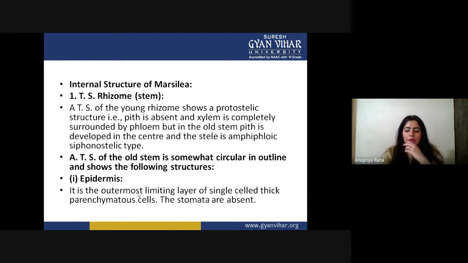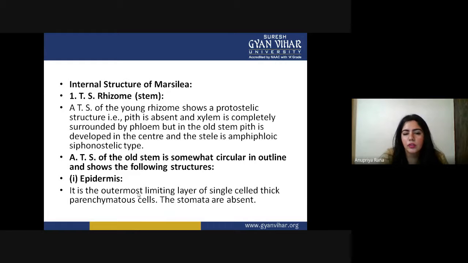Now, this was the whole external structure. Now we are going to talk about the internal structure of Marsilea. Whenever we study the internal structure, the aperture we take has to be a TS, or transverse section.